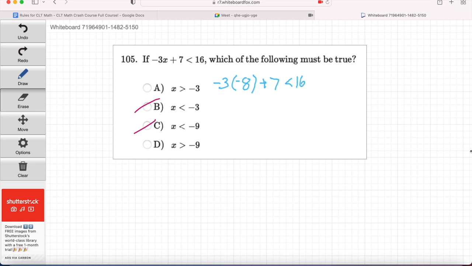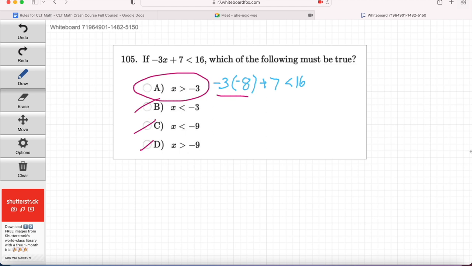Okay, I think we can stop again here, right? Because you know what negative 3 times negative 8 is. 24. Yeah, it's going to be positive 24. So there's no way that left-hand side is going to be less than 16. So we can get rid of D as well. That confirms the answer choice A. Any questions about that? Nope.